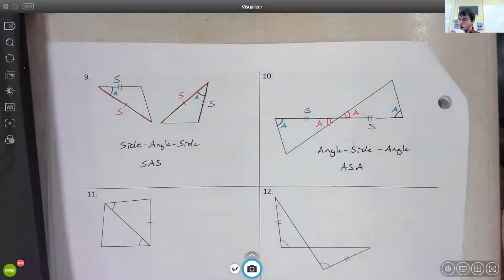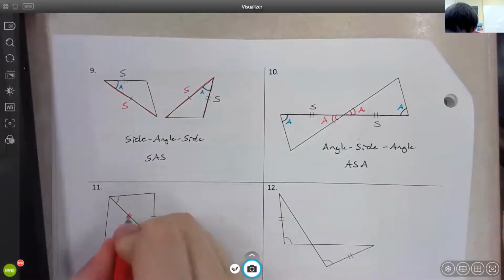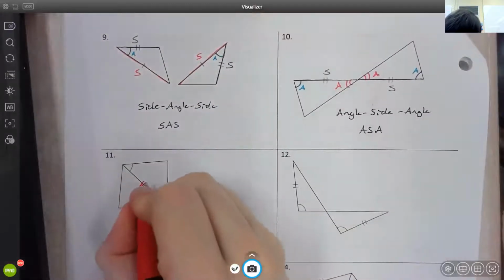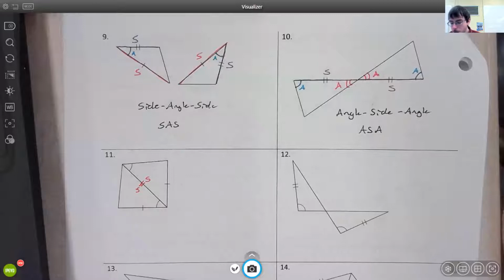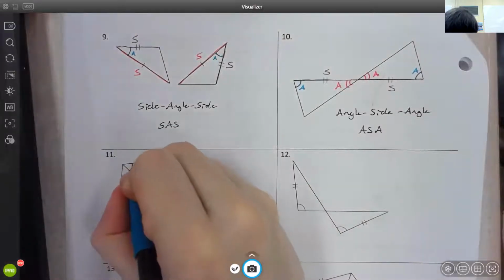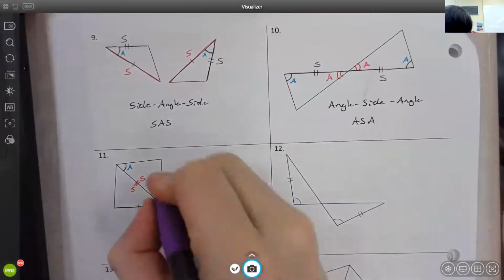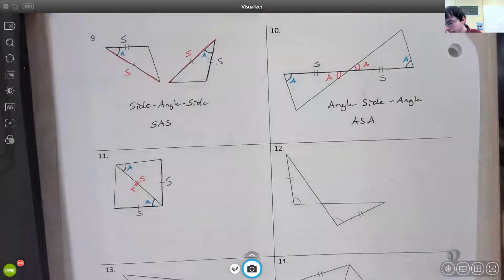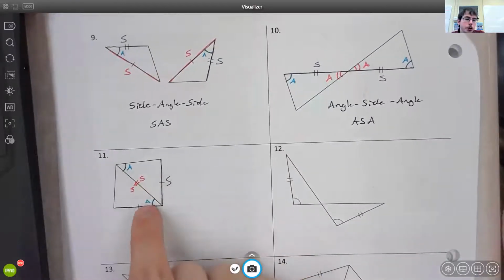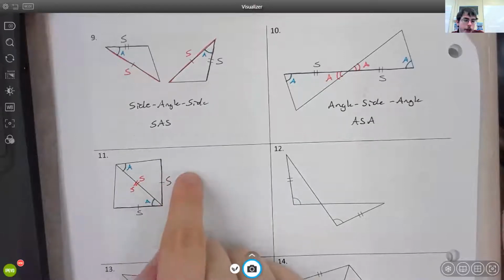Number 11, we see first off that we have a shared side. I'm going to go ahead and mark that. So we have a side and a side there. Then we have a congruent pair of angles here. And then we have a congruent pair of sides. Now remember that they have to match, okay? So if one of them's between, then the other has to be between, and so on and so forth. So let's look at this one. We have two pairs of congruent sides, and we have one pair of congruent angles.